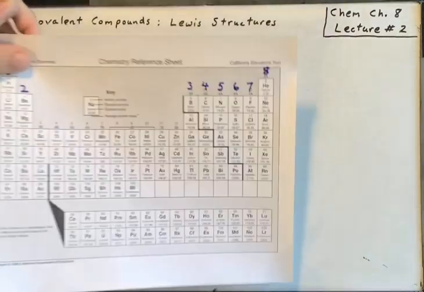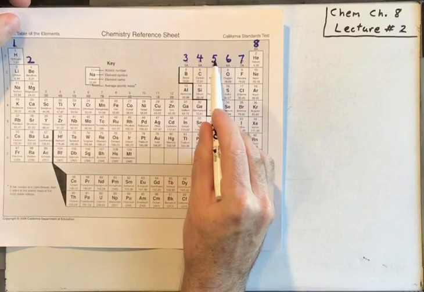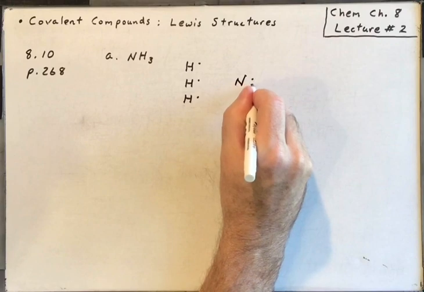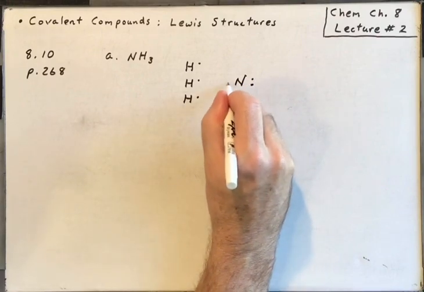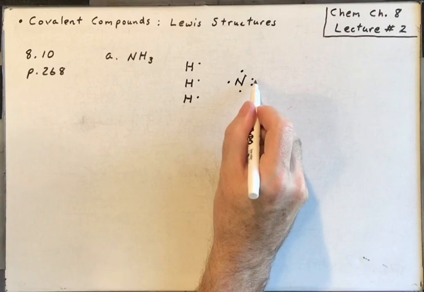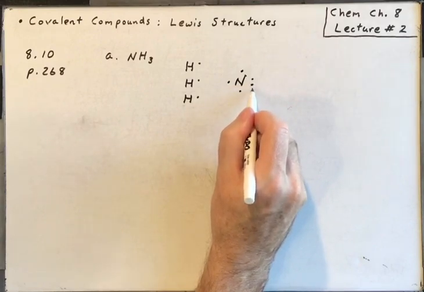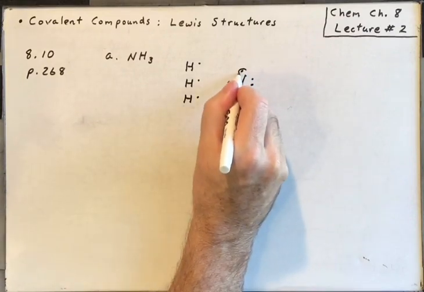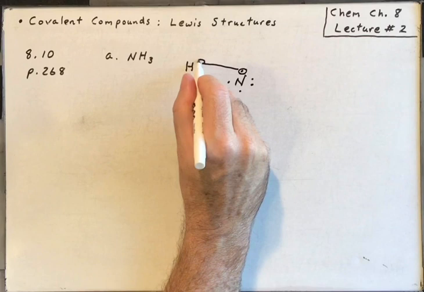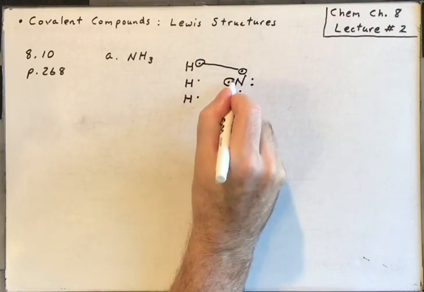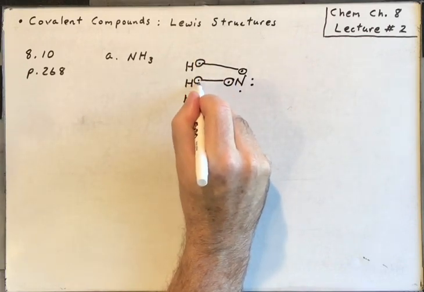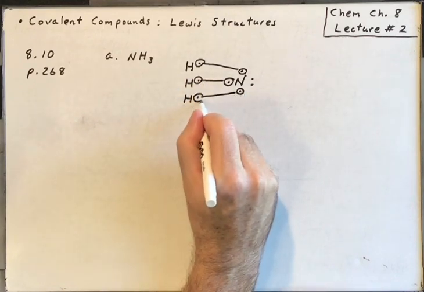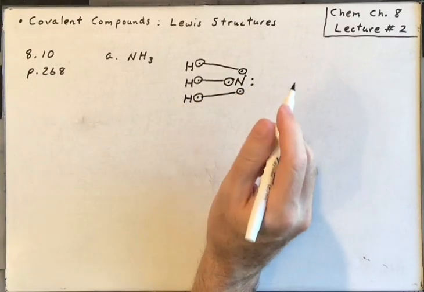Nitrogen is in column 5, so it has 5 valence electrons. I'm going to draw it out here. If you went around the horn, it'd end up looking like this. So you would have 1 pair that doesn't interact and 3 unpaired electrons. What's going to happen is each of those unpaired electrons will form a bond with hydrogen. That makes each hydrogen happy, and it gives nitrogen the 8 electrons that it wants.